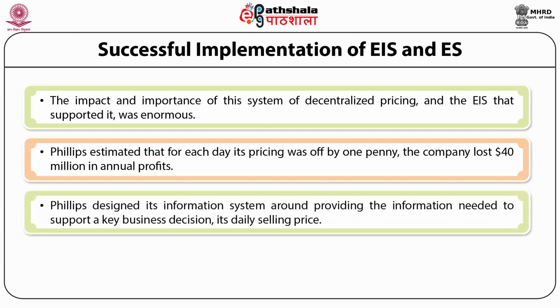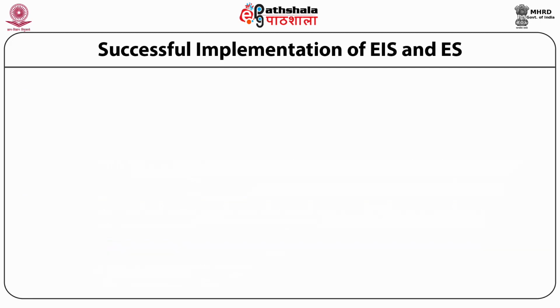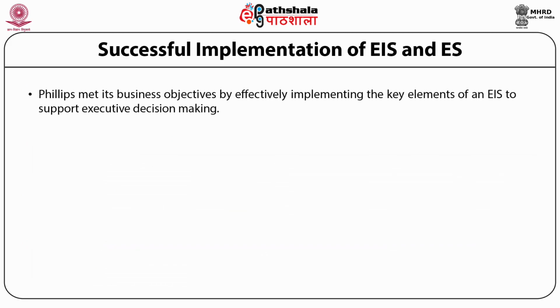Philips designed its information system around providing the information to support key business decisions. It put both the pricing information and the responsibility in the hands of the local market managers, who were in the best position to make the decision. Philips met its business objectives by effectively implementing elements of the EIS to support decision making.